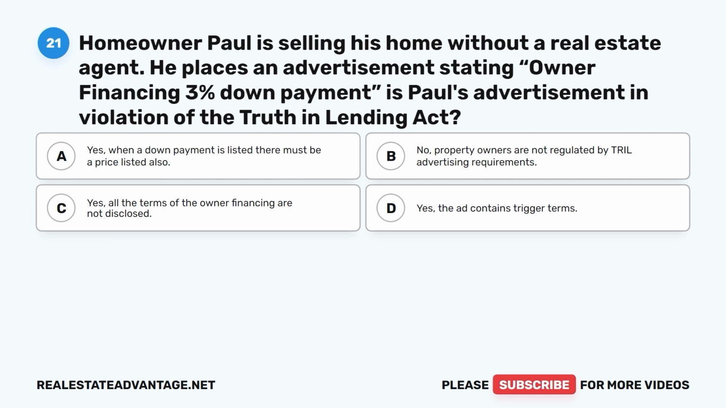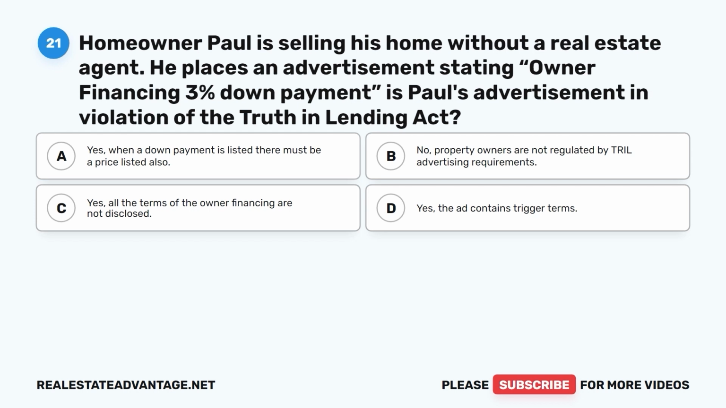Question 21. Homeowner Paul is selling his home without a real estate agent. He places an advertisement stating owner financing 3% down payment. Is Paul's advertisement in violation of the Truth in Lending Act? A. Yes, when a down payment is listed, there must be a price listed also. B. No, property owners are not regulated by TILA advertising requirements. C. Yes, all the terms of the owner financing are not disclosed. D. Yes, the ad contains trigger terms.